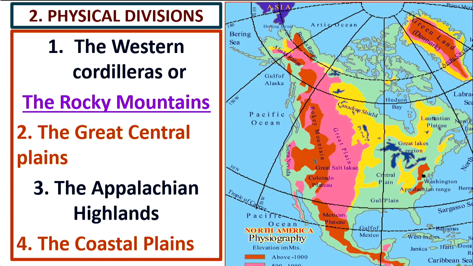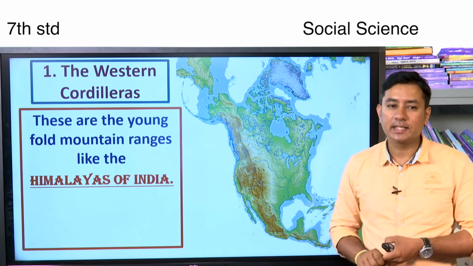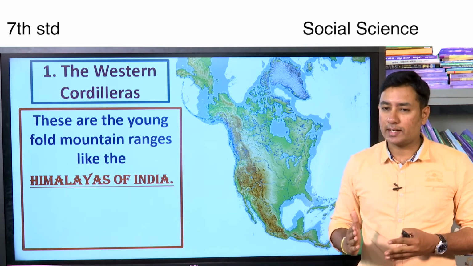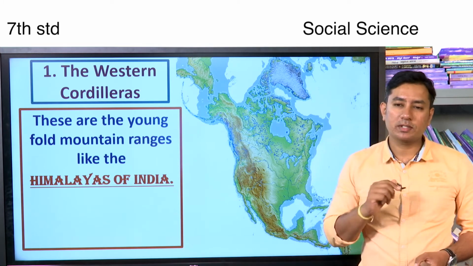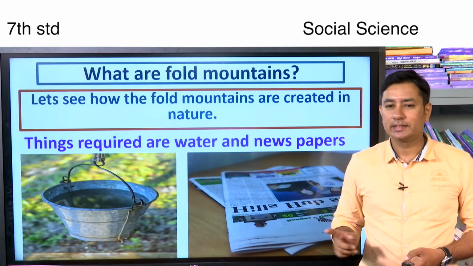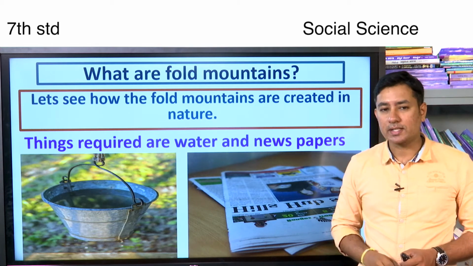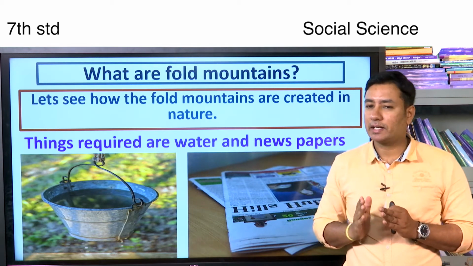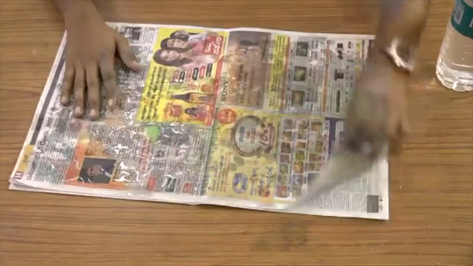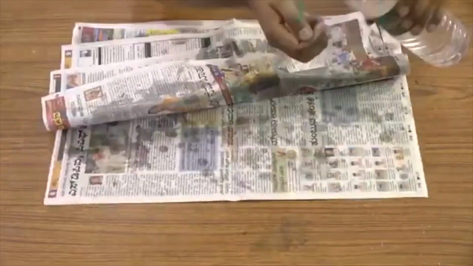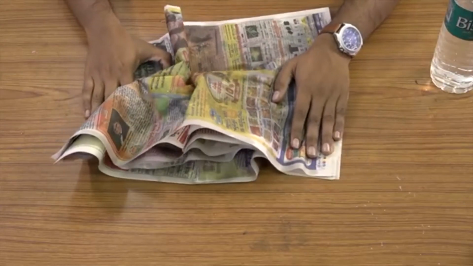Let's see them one after the other. First one, the Western Cordilleras. These Western Cordilleras are young fold mountains, just like the Himalaya in India. Now, one question will strike your mind, right? What are fold mountains? Young fold mountains. So let's see by doing an activity on this. Come on, let's begin. When 2 land masses are pushed from opposite sides, one side of the landmass will be raised and give birth to young fold mountains like this.